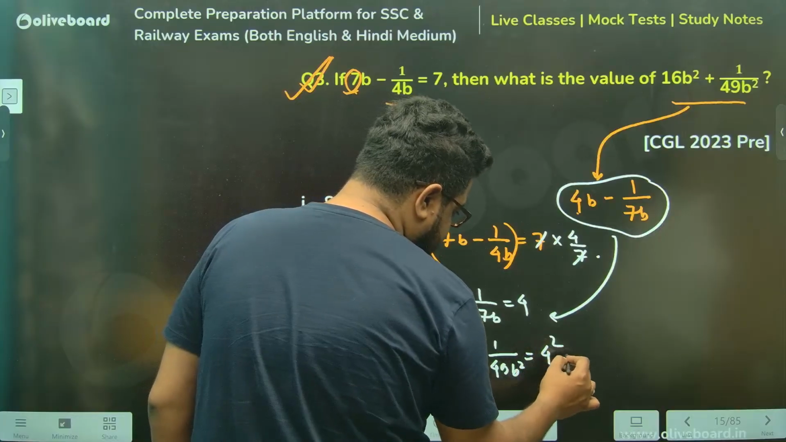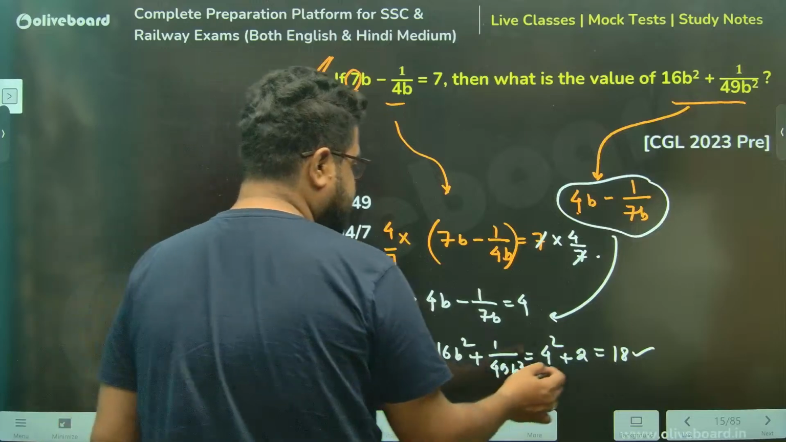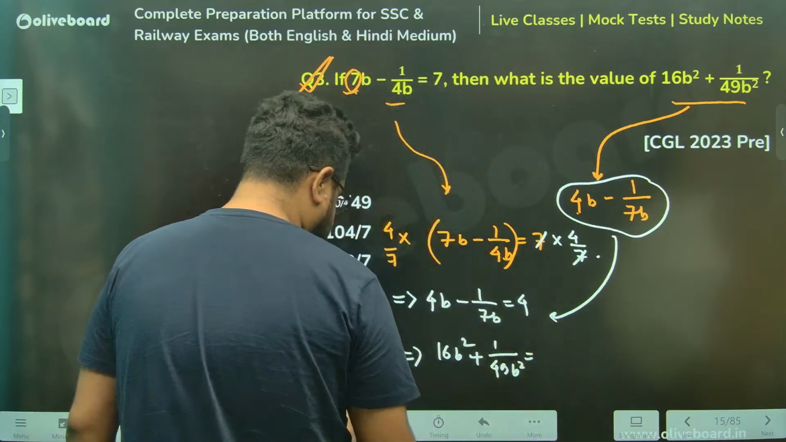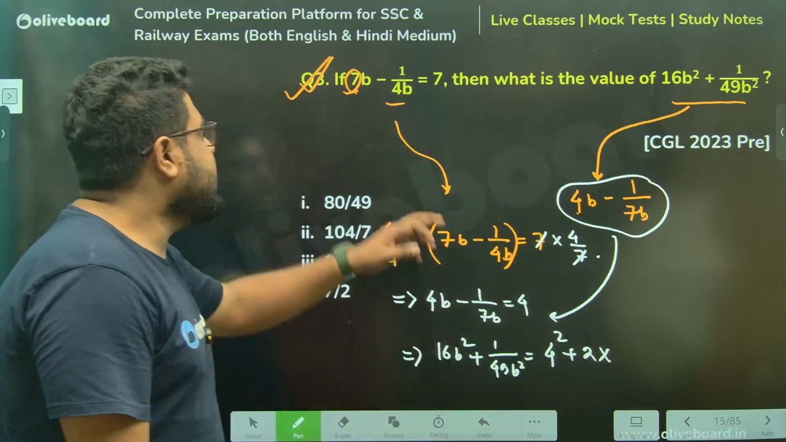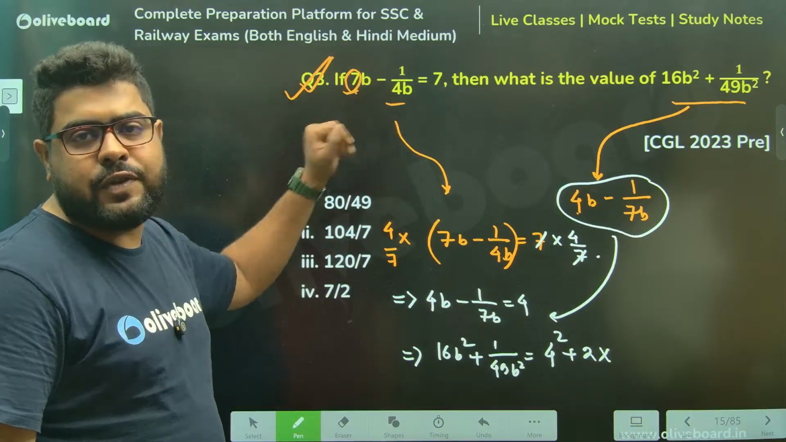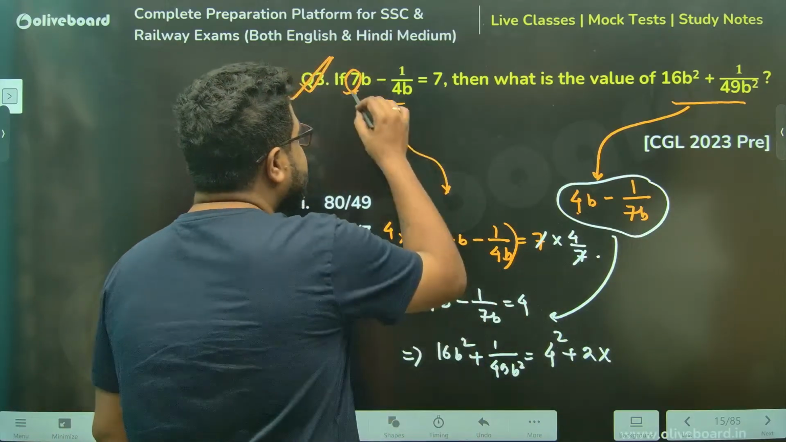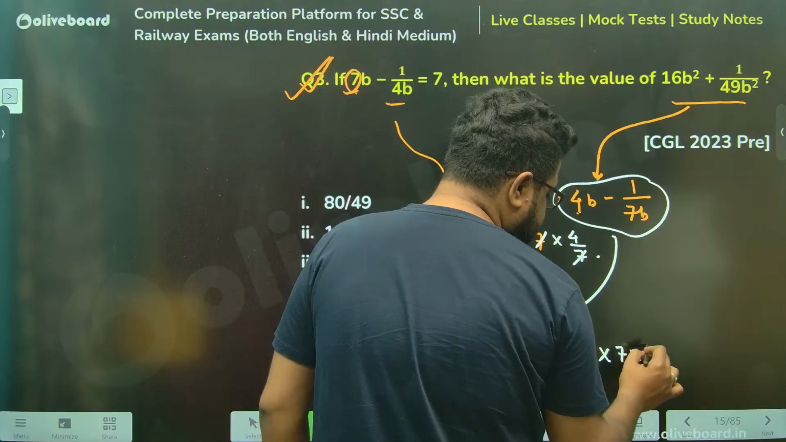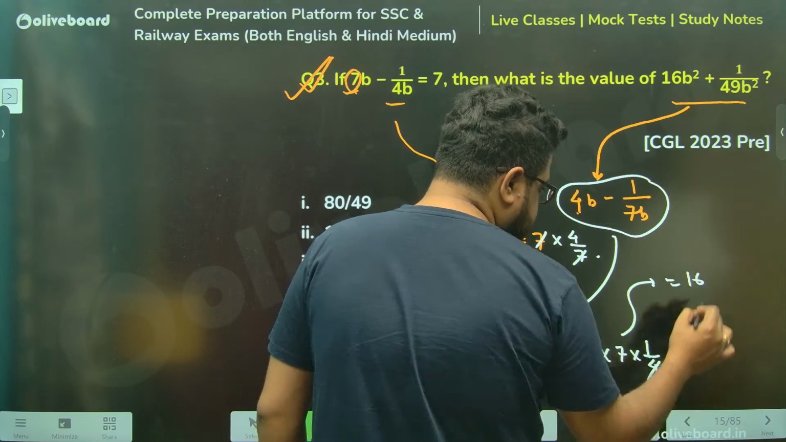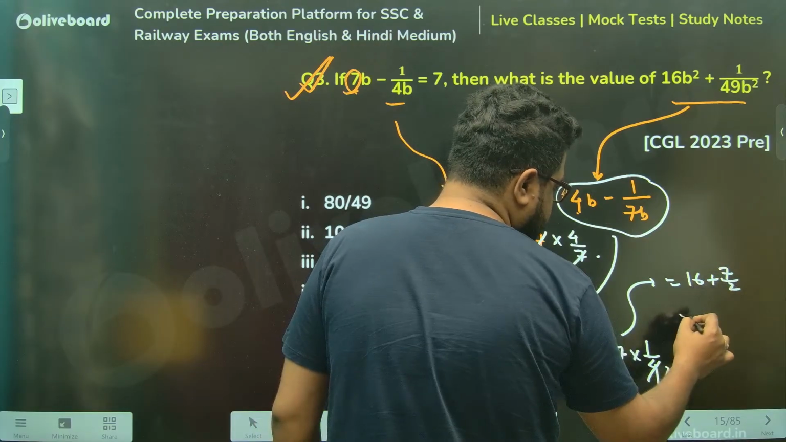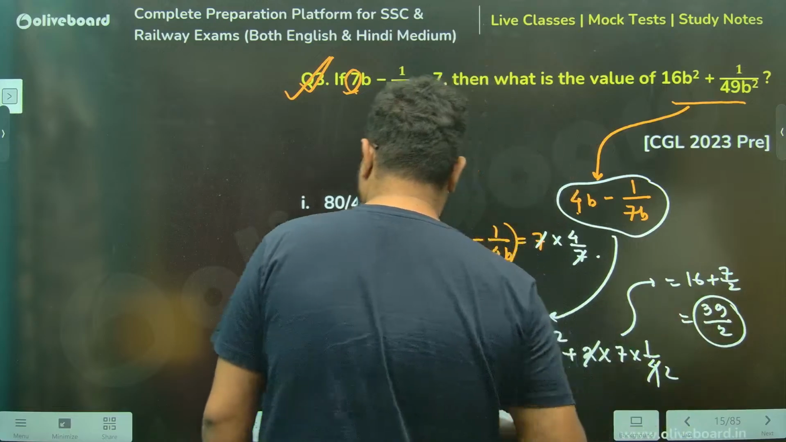4 square. Now here it will be plus 2, sir. So 18 is the correct. Sorry, a small mistake happened. Sir, now 4 square plus 2 into, sir. Now there are some values involved as well, many coefficients. I have to multiply them with 2ab. So 2 into, sir, 7 into 1 by 4, I must do. So if you calculate this, this is 16 plus 7 by 2. 32 plus 7 is 39 by 2, I'm getting as the answer.